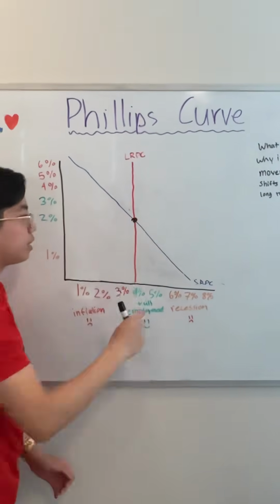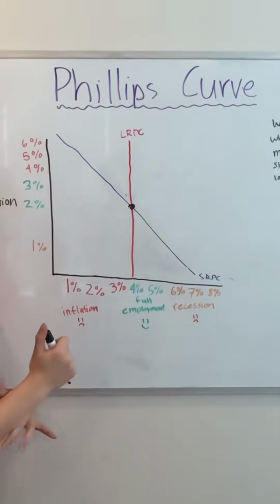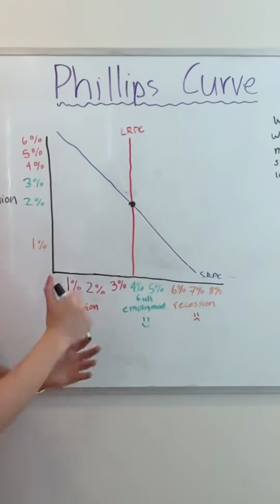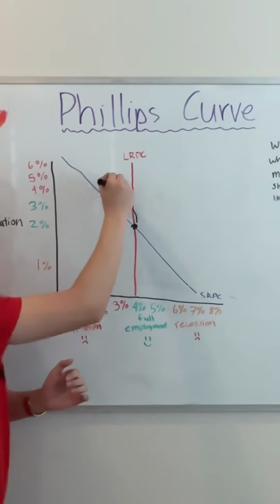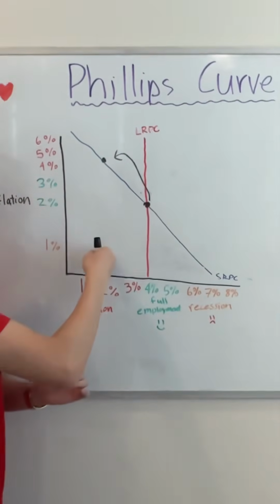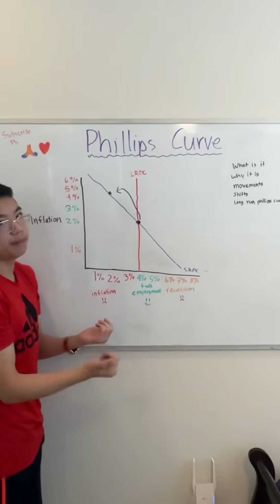Now, shifts in the aggregate demand will usually lead to shifts along the short-run Phillips curve. Let's say there's an increase in aggregate demand. That would move the point from here to probably around here. At this point, there is less unemployment but higher inflation, because people have more money and people are spending more.